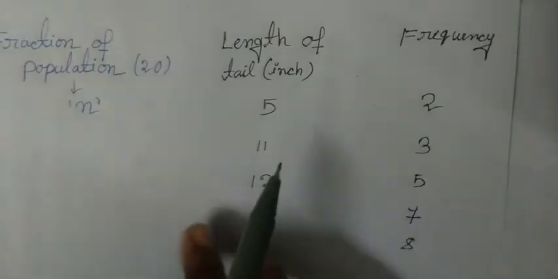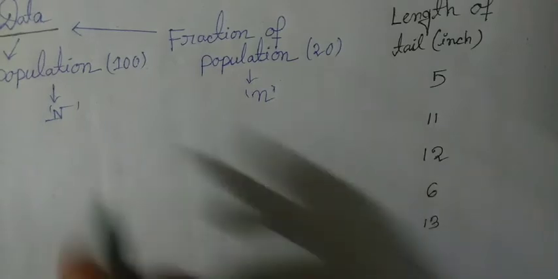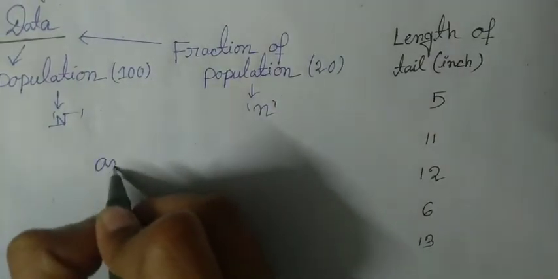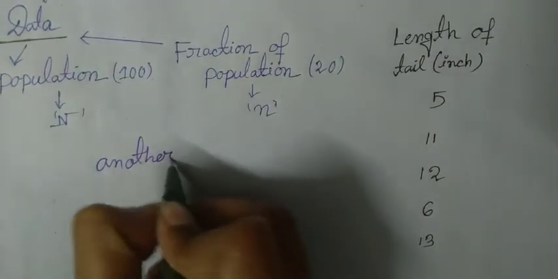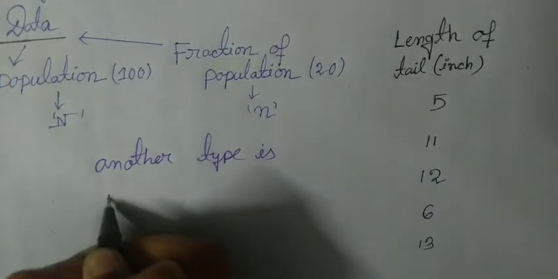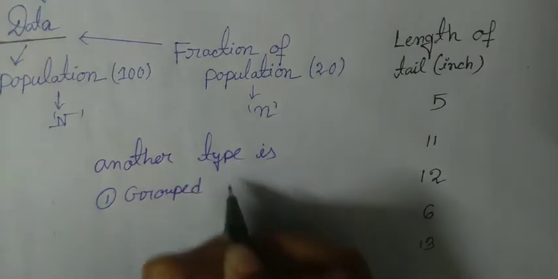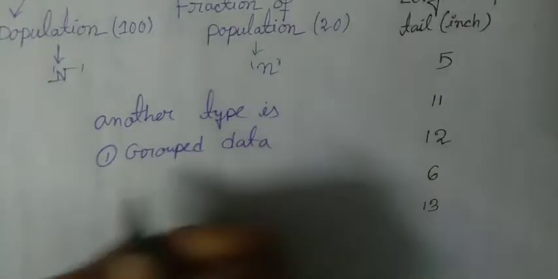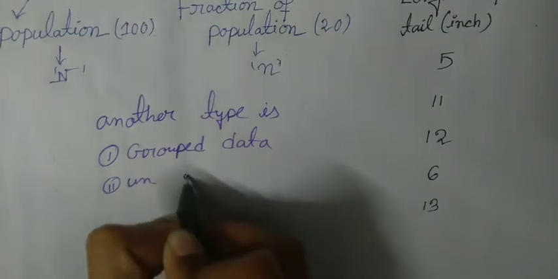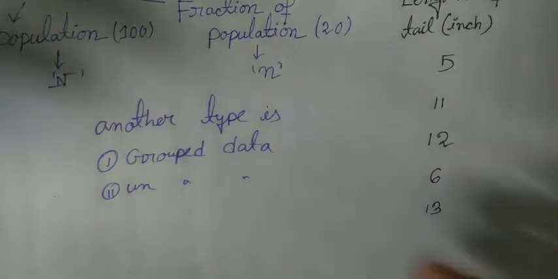Data is also of another two types: grouped data and ungrouped data. Actually there are various types.